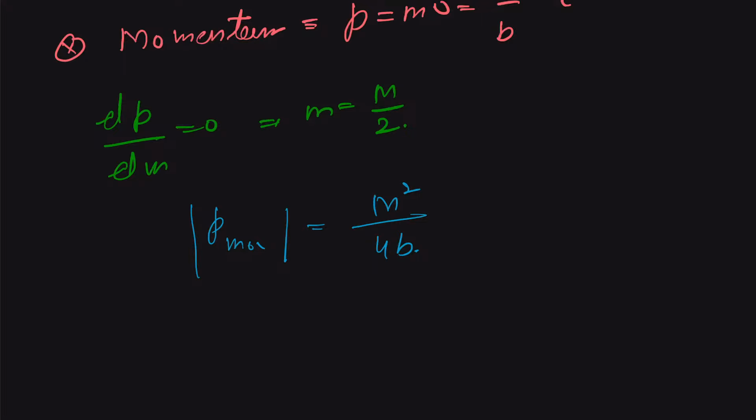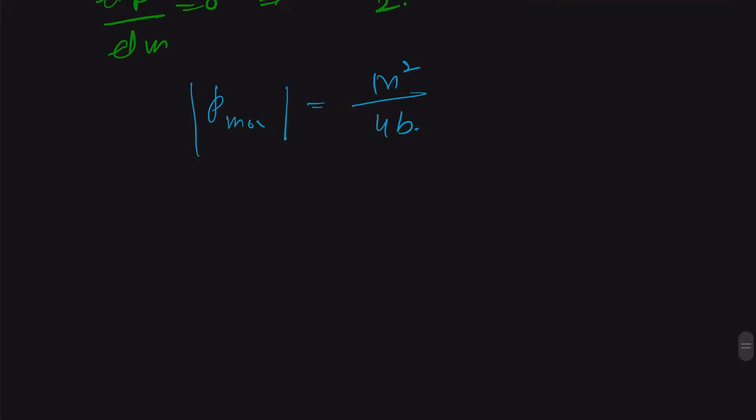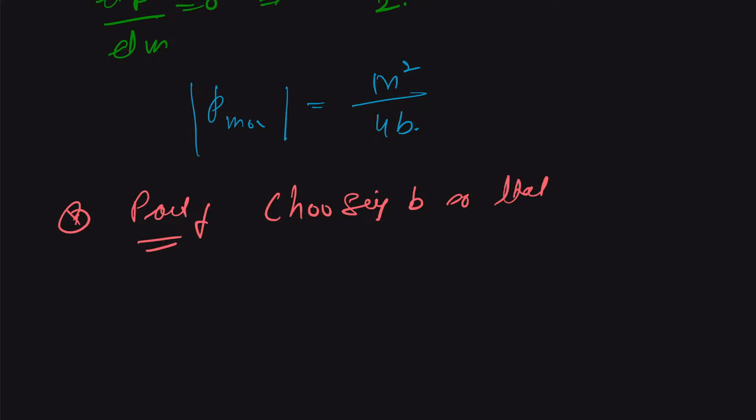And finally, we are going to find out the value of b, that is part F, and we have to find out b so that the bucket empties at the wall, and b is a constant. So we need to find, choosing b so that the bucket empties at the wall.